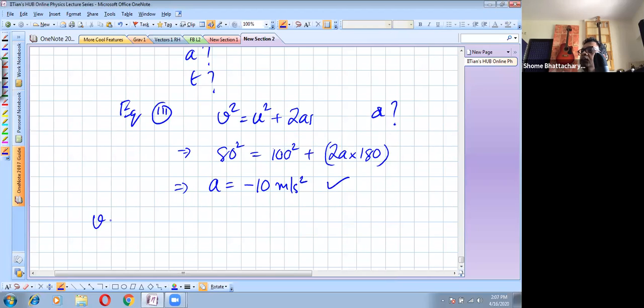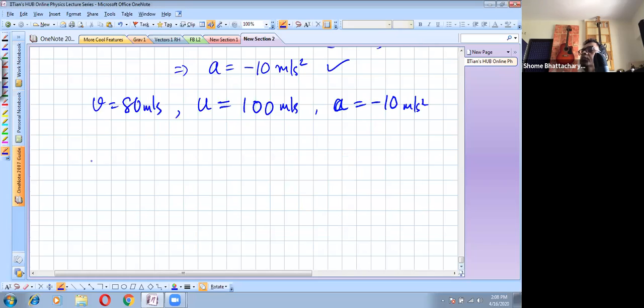Okay. Now about the time, now I know V is 80 meters per second. I know u was 100 meters per second. And I now also know that the acceleration is minus 10 meters per second square. So I can use the equation 1 of motion, which is telling me that v equals u plus at to find the time. So just solve this using this equation. I'll put up the equation very soon.